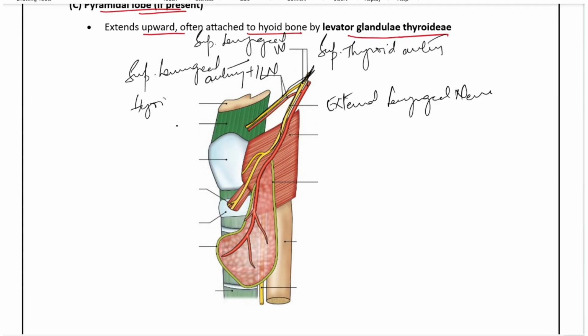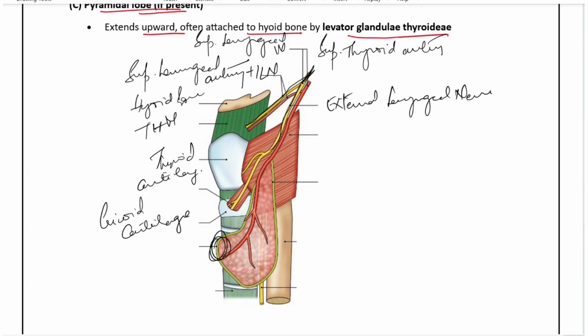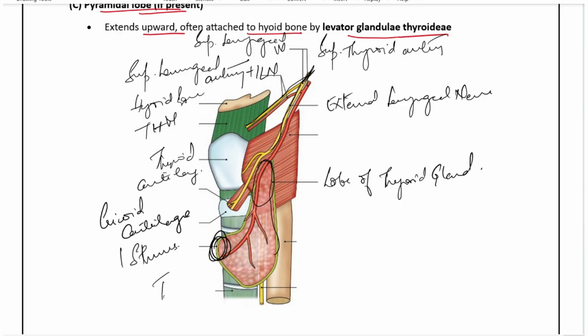This is your hyoid bone. This is the thyrohyoid membrane. This is the thyroid cartilage. This is your cricoid cartilage. This is the isthmus. Okay, and this big part that you see here is the lobe of the thyroid gland. Okay, this is the trachea. This is the esophagus.